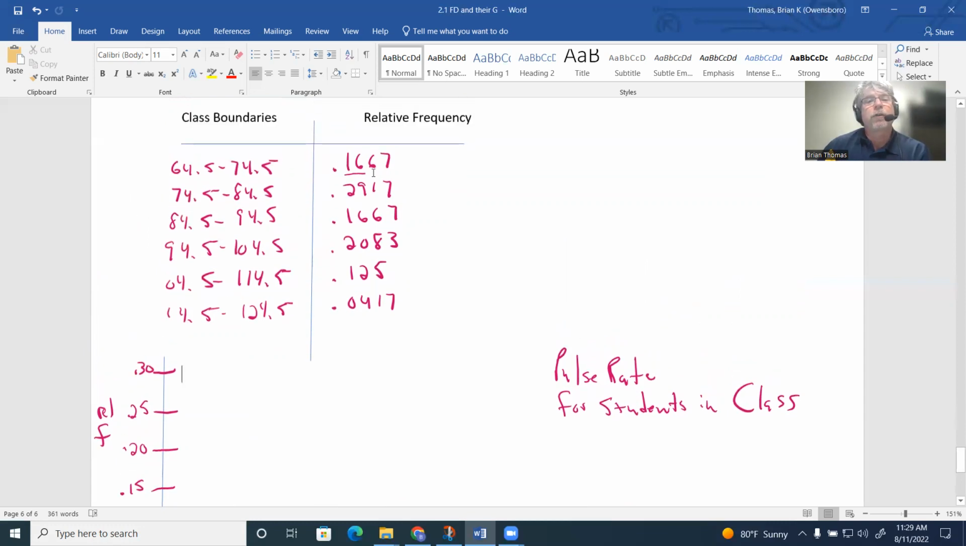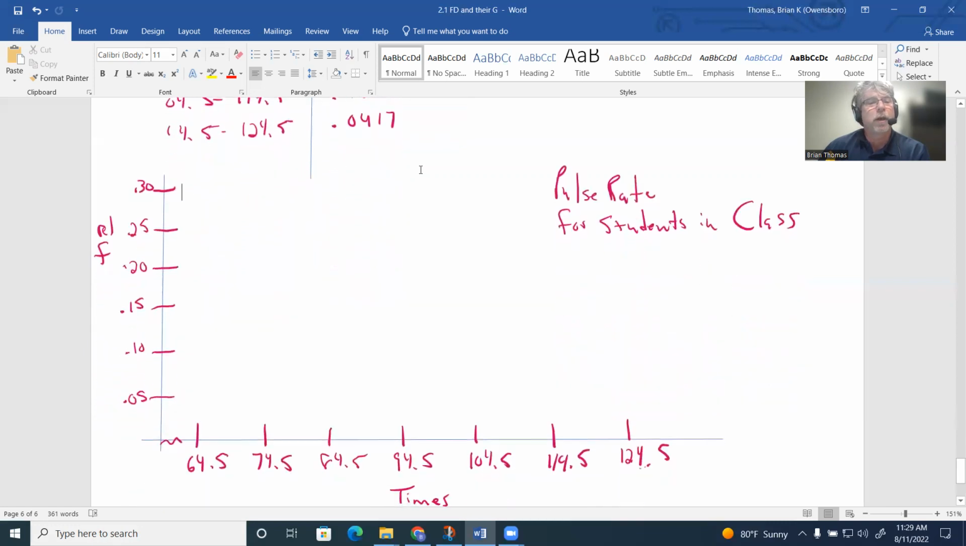So the first relative frequency is 0.167 or 0.17. It really doesn't matter. What I'm picking up on is that's going to be between 64.5 and 74.5. So I'm going to see, about here. Again, in a histogram we're creating these rectangles. So I'm going to go up just a little bit past the 0.15 and come across there.